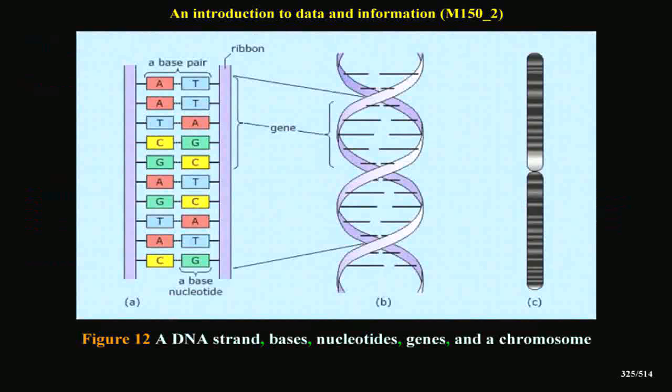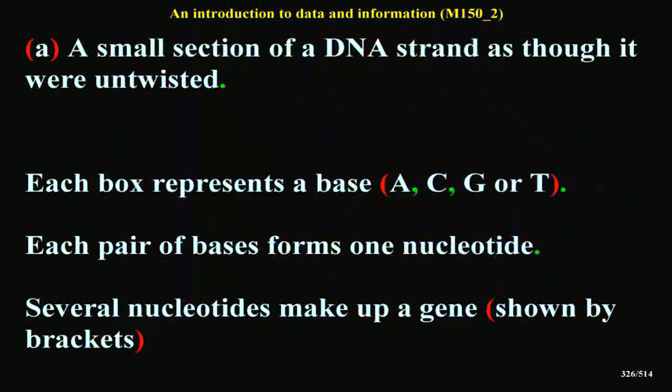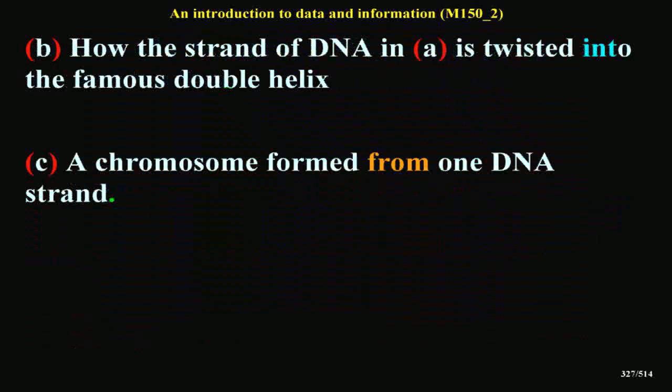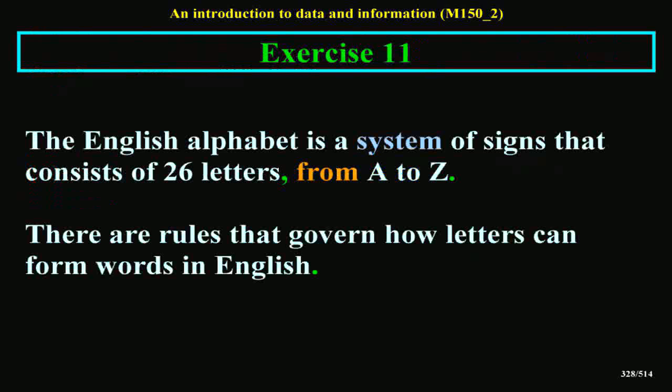Figure 12: A, a DNA strand, bases, nucleotides, genes, and a chromosome; a small section of a DNA strand as though it were untwisted. Each box represents a base: A, C, G, or T. Each pair of bases forms one nucleotide. Several nucleotides make up a gene, shown by brackets. B, how the strand of DNA in A is twisted into the famous double helix. C, a chromosome formed from one DNA strand.